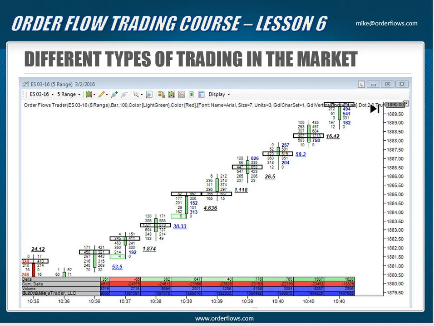So this is a move that's going straight up as it's happening, and understanding the order flow will help you catch moves like this. You see the point of controls all starting, each one subsequently higher, acting as support for the previous bar. The deltas are all positive. You're seeing single prints on the way up, which helps indicate that the market is starting to pull away.